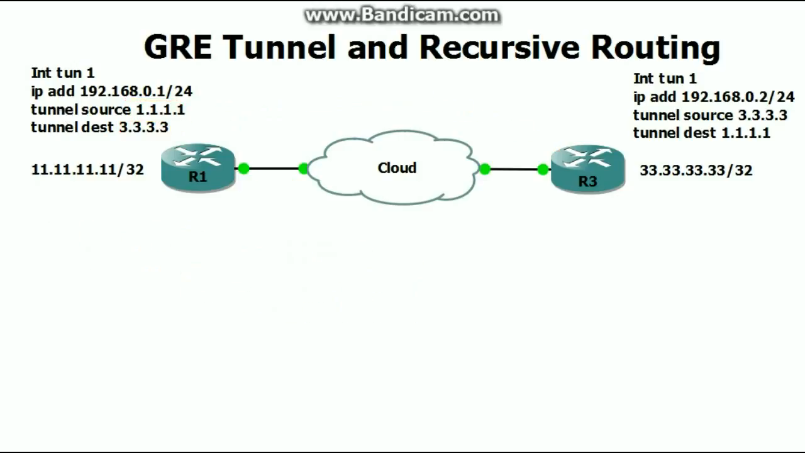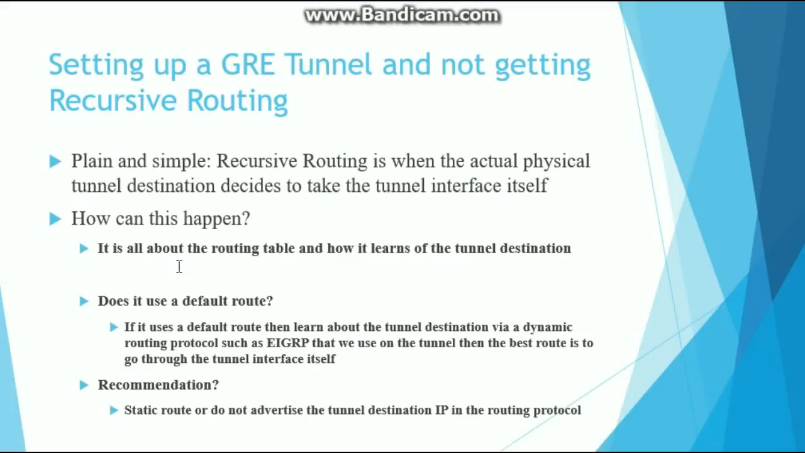All right. So let's go back to the slide real quick. So how can this happen? It's all about the routing table and how it learns of the tunnel destination. A big thing is, if you are going to be using the public internet, do I actually have a route to the physical router's IP address?